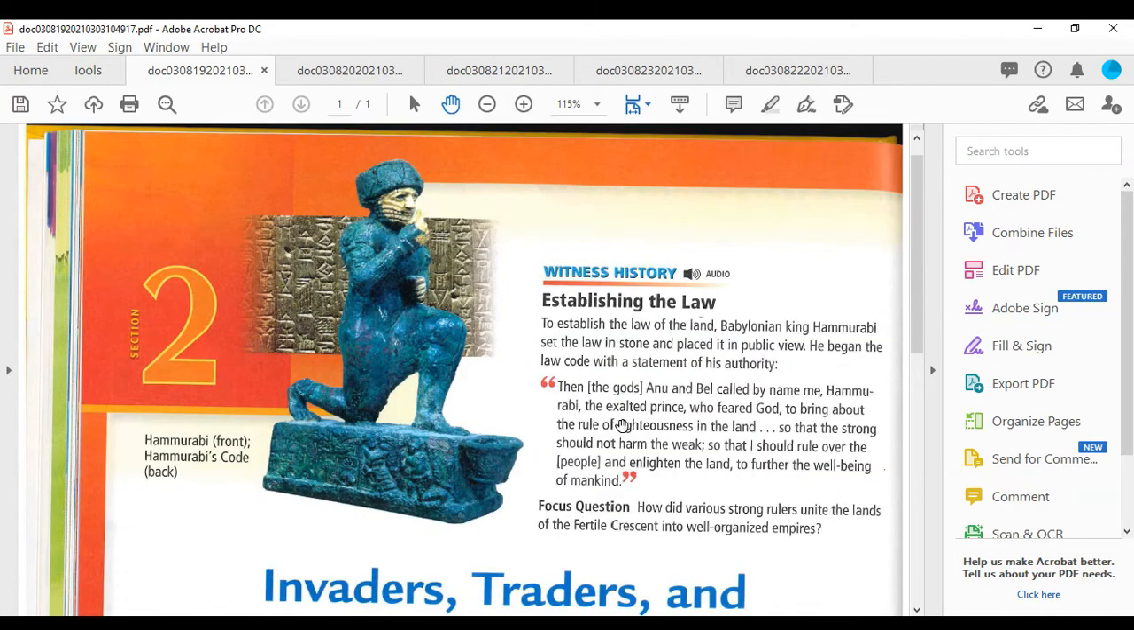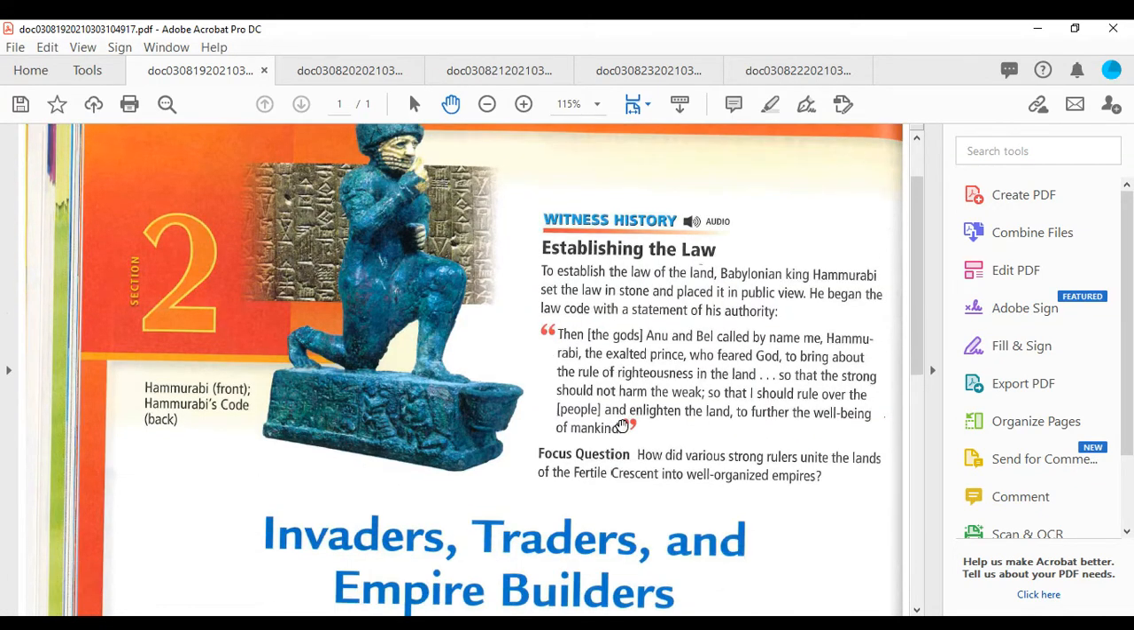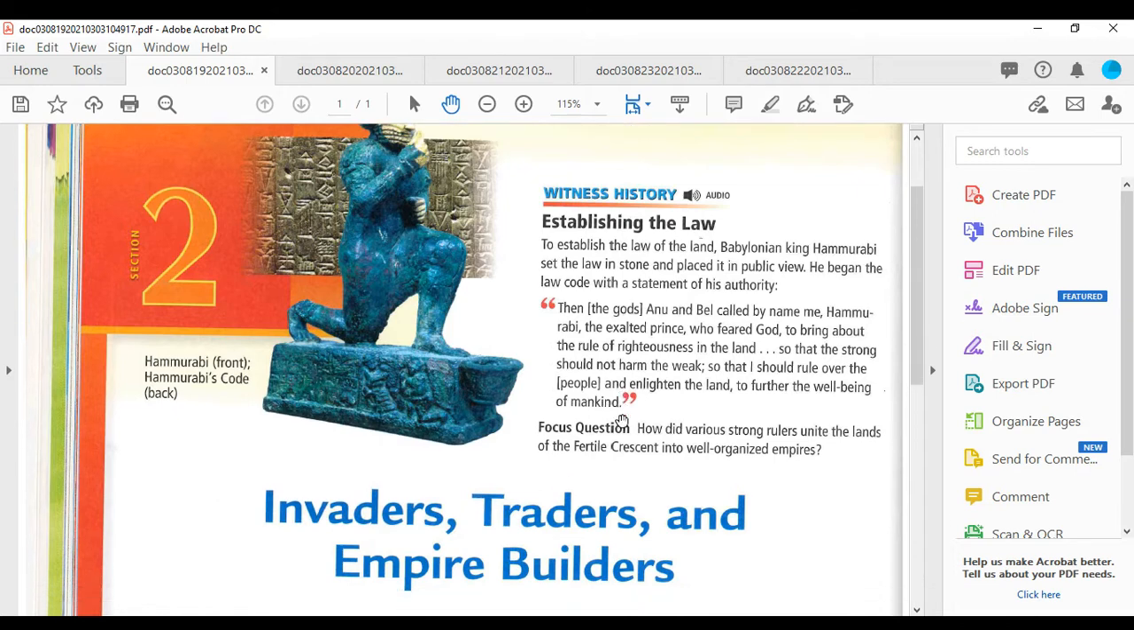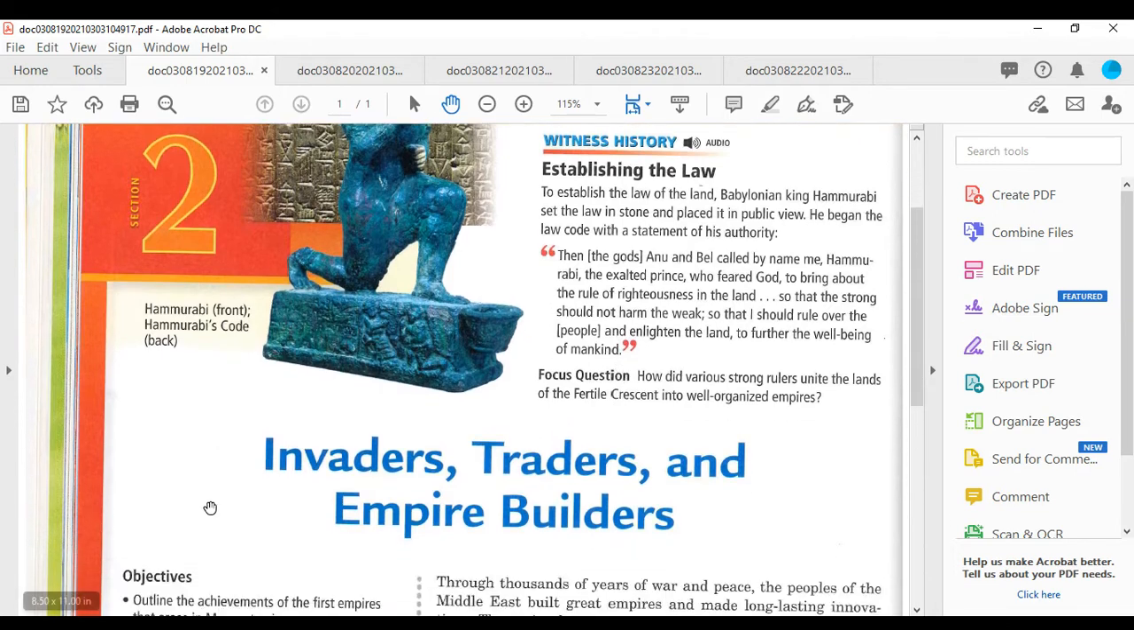Hello, students. This is an audio reading of the textbook pages for Chapter 1, Section 2, titled Invaders, Traders, and Empire Builders. Before I read the textbook pages, what I like to do is preview these pages. The simplest way to preview is to take a picture walk.